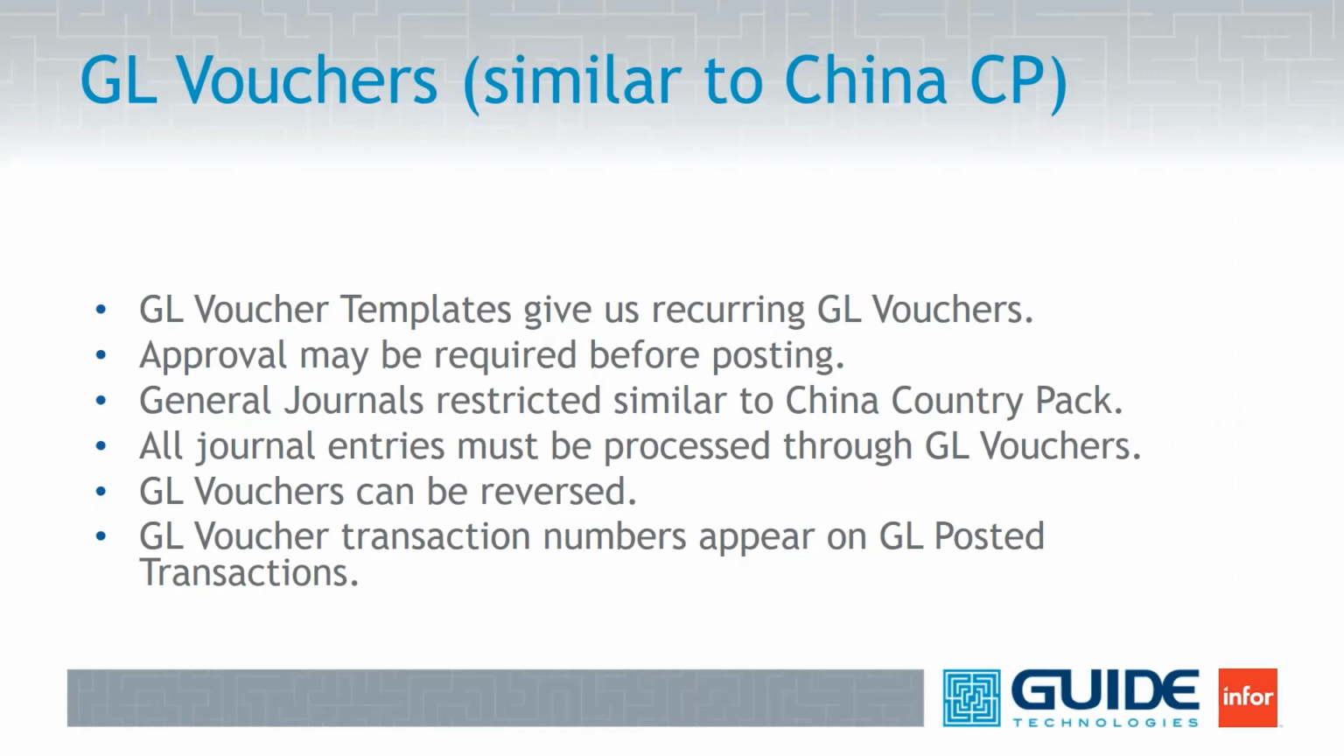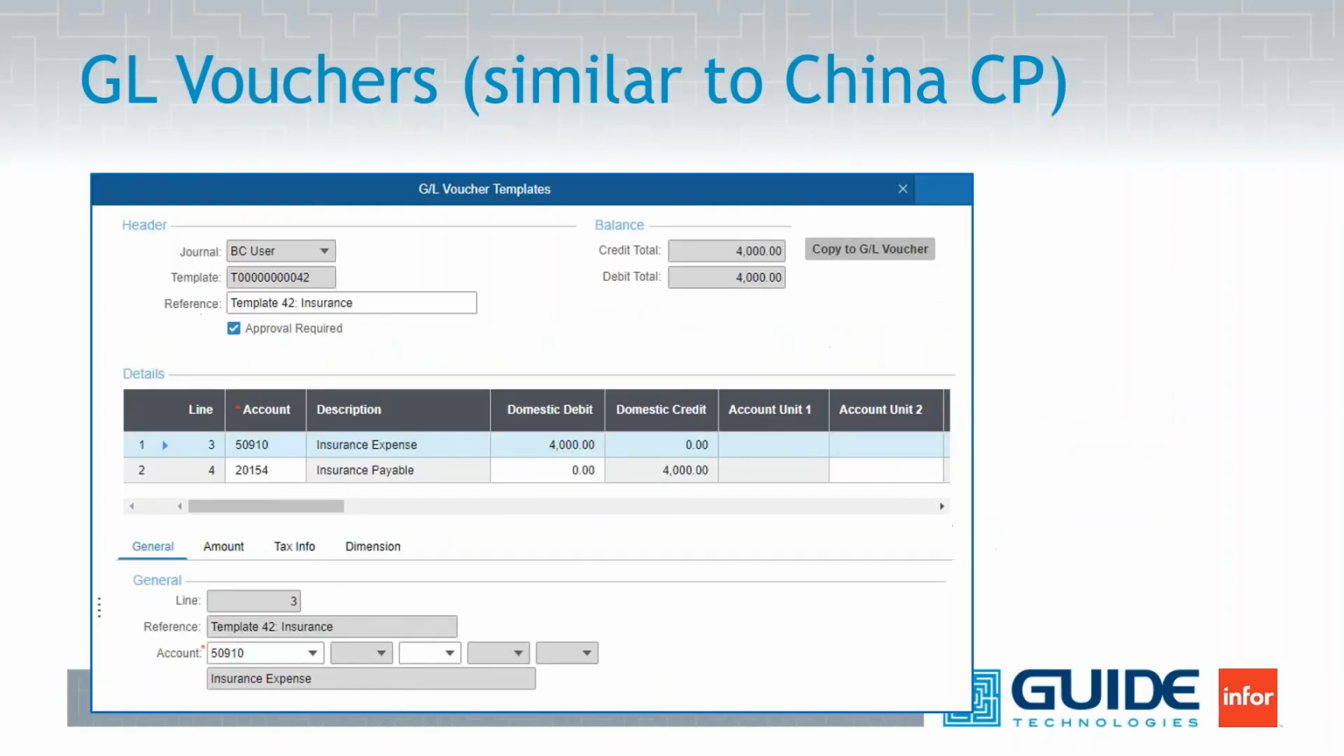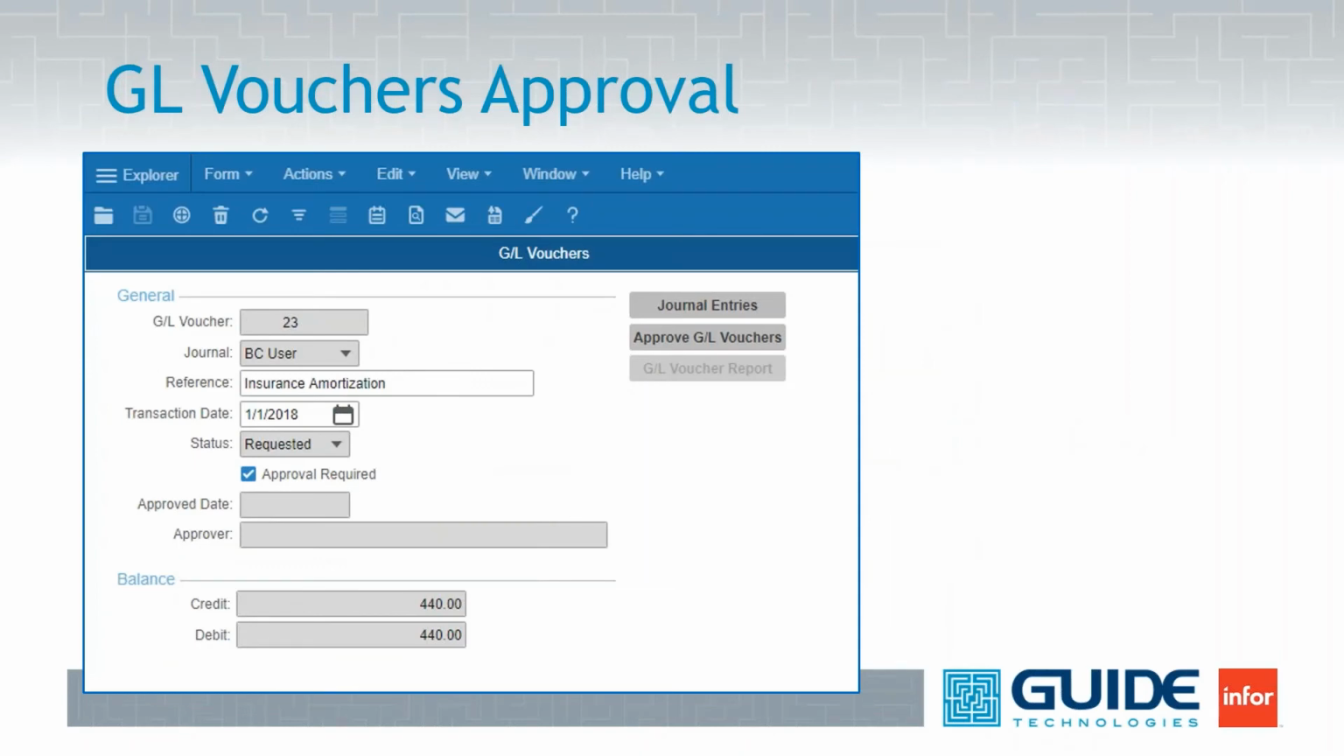The GL voucher transaction number will appear on the GL posted transactions, and that's the only way to make a general ledger entry, reclass, or whatever you want to call it. This is an example of the GL voucher, what it looks like. This is an example of the GL vouchers approval, where I go to approve GL vouchers. This one, I said approval required. Now, that's optional. You don't have to make approval required, but you have that capability and that control should you want it.